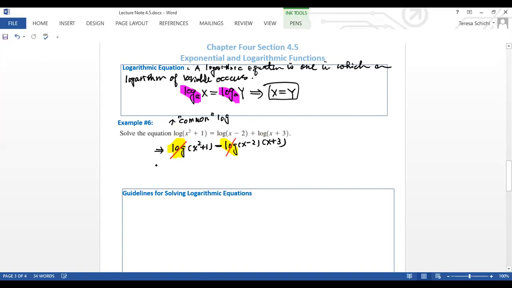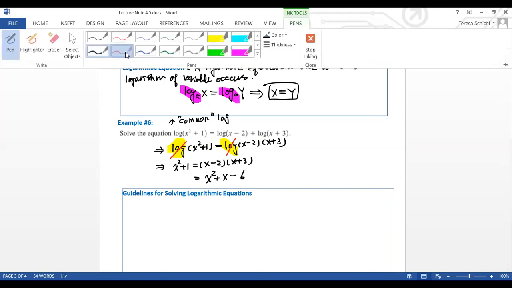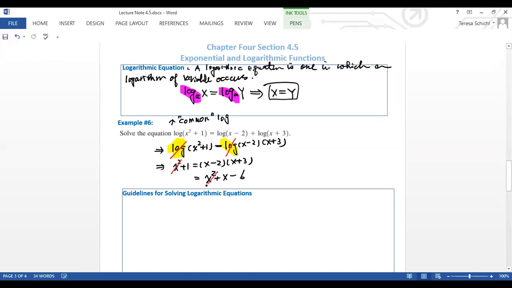Then I will have x squared plus 1 is equal to x minus 2 times x plus 3. So what is x minus 2 times x plus 3 here? This is x squared plus x minus 6. All right. Okay, so now what we can do here is cancel the x squared on both sides. Then I move the 6 over, so I can get x equal to what? Equal to 7 here. All right.